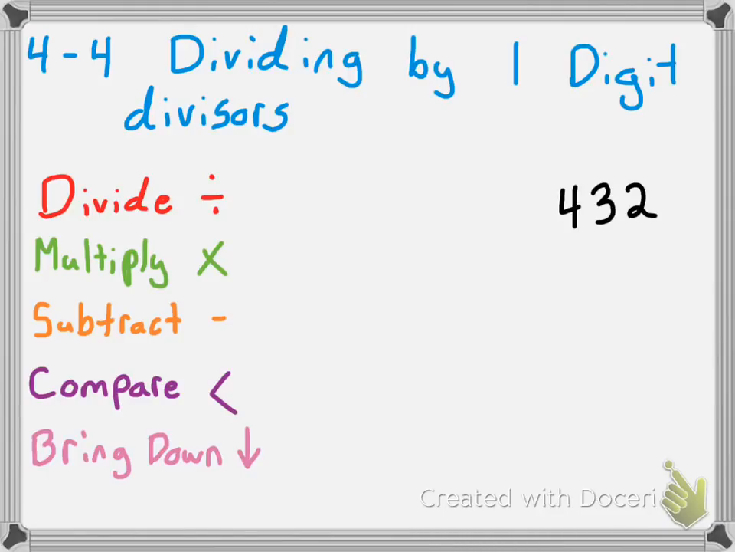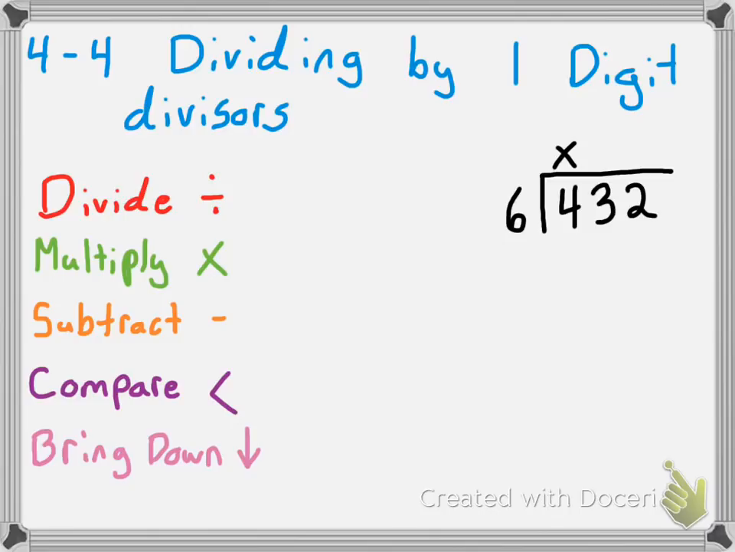If I have the number 432 divided by 6, I'm going to start with divide. And I'm going to divide the biggest place in my dividend. So in 432, the biggest place is the hundreds place. I'm going to start with the 4, and I'm going to divide 4 divided by 6. Well, I know that 4 is too small, and it cannot be divided by 6. So I'm going to put an X on top of the 4. That's just going to hold that place for me.